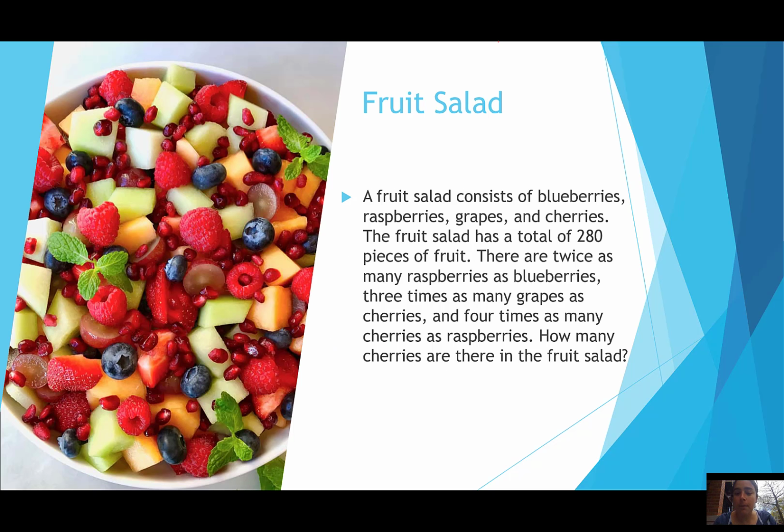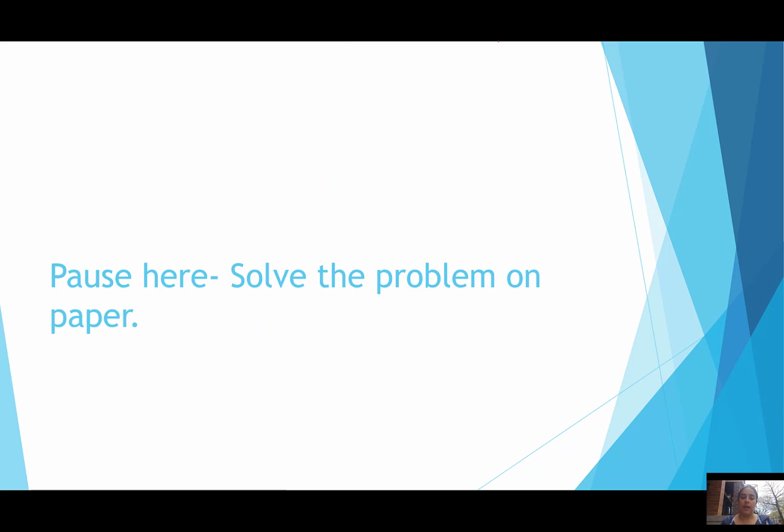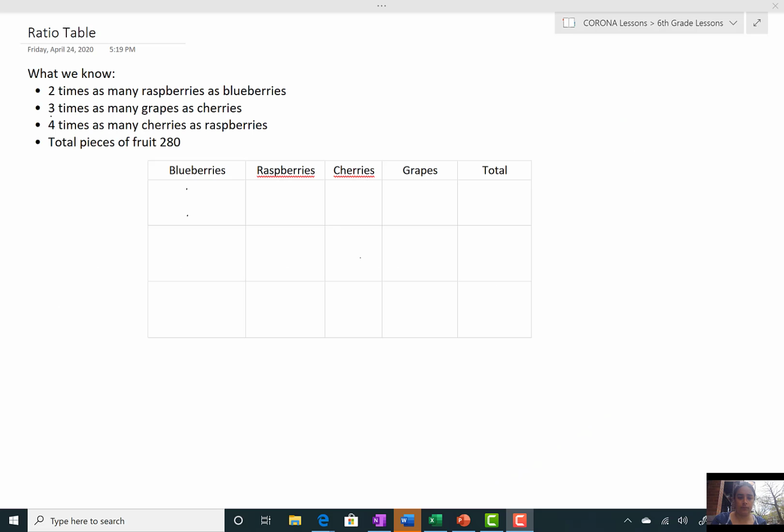So here is the problem again. I need you to read it multiple times. Think about ratio strategies we've tried in the past: double number lines, tape diagrams, ratio tables, and try to use one to solve it. Pause here and solve the problem on paper. Then we will go over it together.